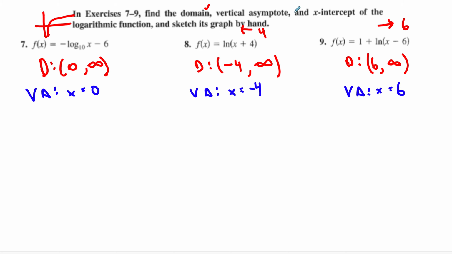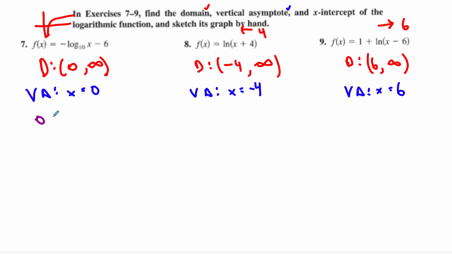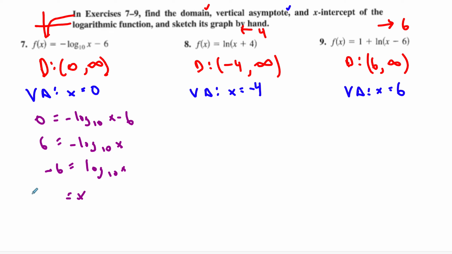The x-intercept occurs when the y value is 0. So 0 equals negative log base 10 of x, minus 6. Add 6, and then negative 6 equals log base 10 of x. This is the same as saying x equals 10 to the negative 6, or 1 over 10 to the 6. So that is the x-intercept.